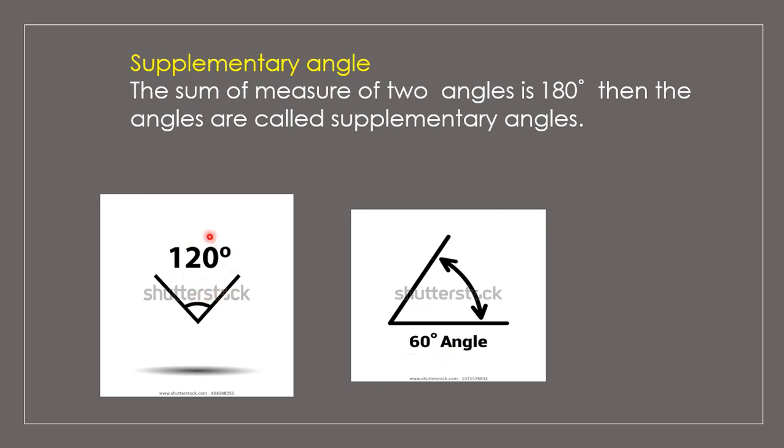So when we have to find the supplementary angle of 120, we subtract 120 from 180 degrees. So we get 60 degrees. And similarly, when we have to find the supplementary angle of 60 degrees, we subtract 60 degrees from 180 degrees. So we get 180 minus 60 is equal to 120. So 120 is the supplementary angle of 60 degrees.